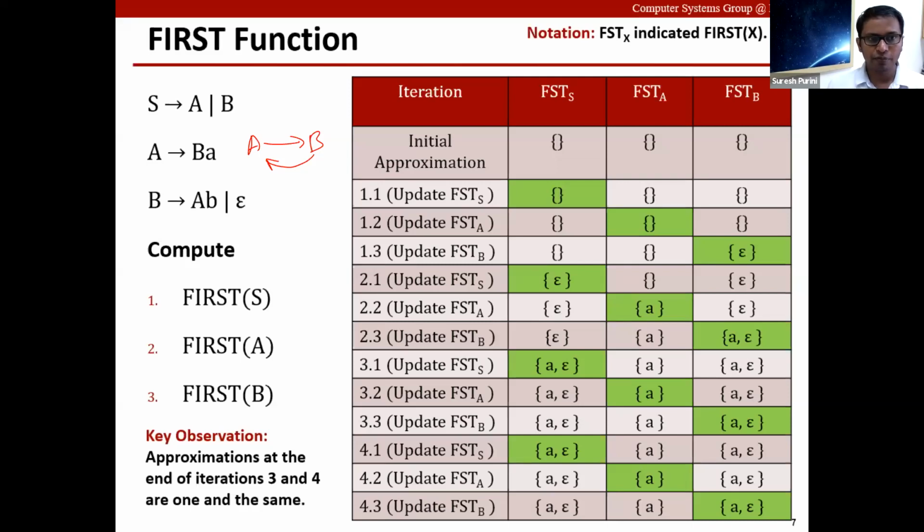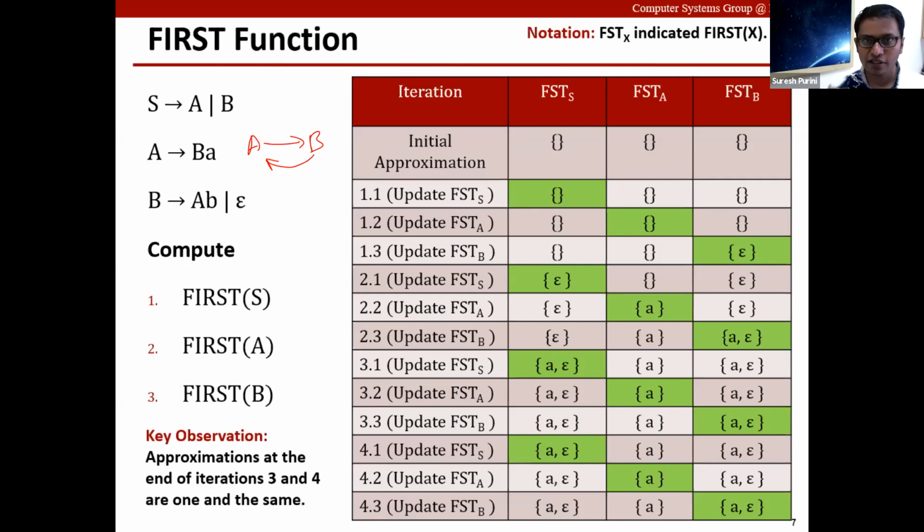This circular dependency gives rise to problems. If there is no circular dependency, then we can topologically sort the dependency graph and compute the first functions in the appropriate order so that these dependencies will not cause any problem. But when there is a circular dependency, we get into trouble. That means the computation of A depends on the computation of B, and the computation of B depends on the computation of A.